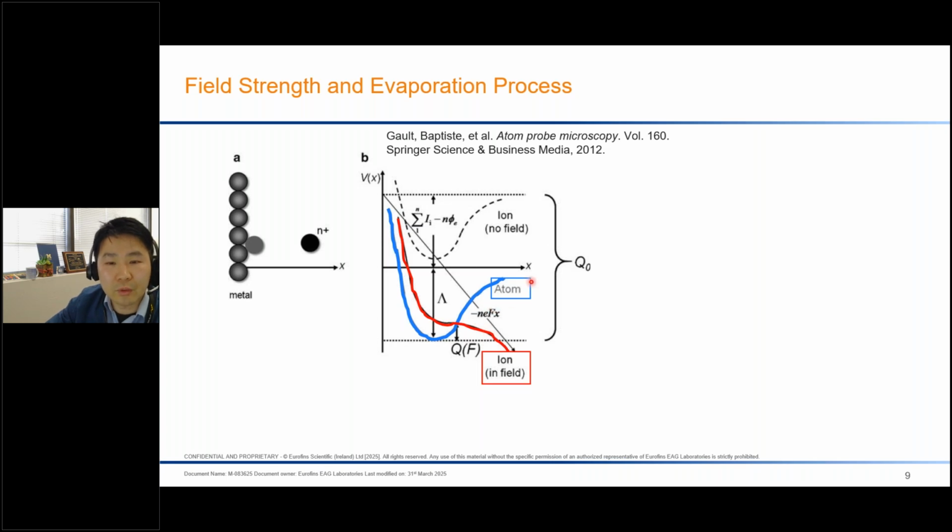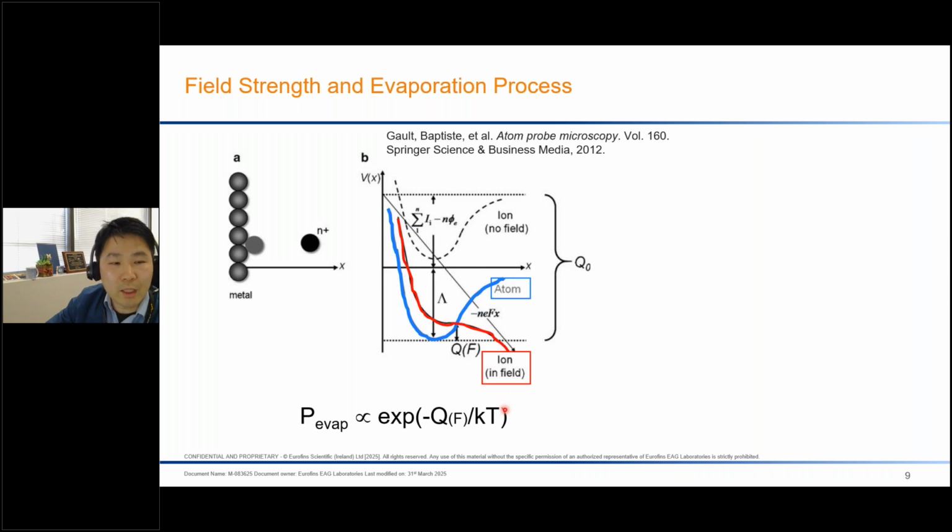As shown in the equation below, the probability of field evaporation can be described by an exponential function, where QF is the barrier height, T is the temperature, and k is the Boltzmann constant. This equation illustrates that the probability of field evaporation is positively related to the increase of the field and the increase of the temperature.